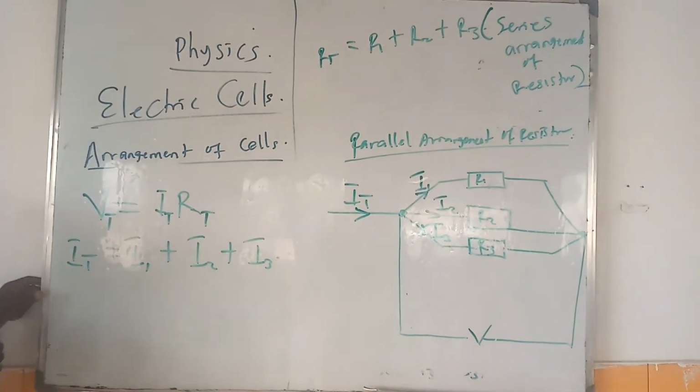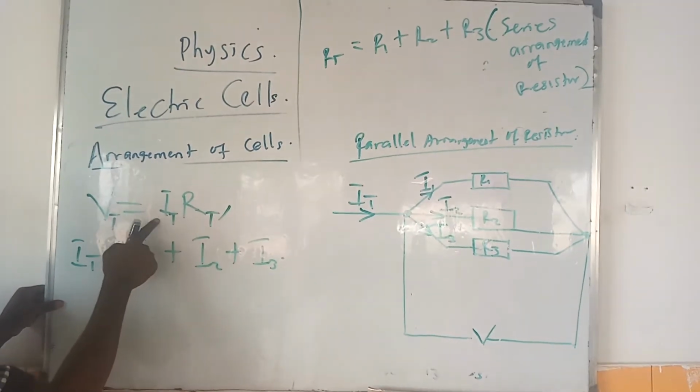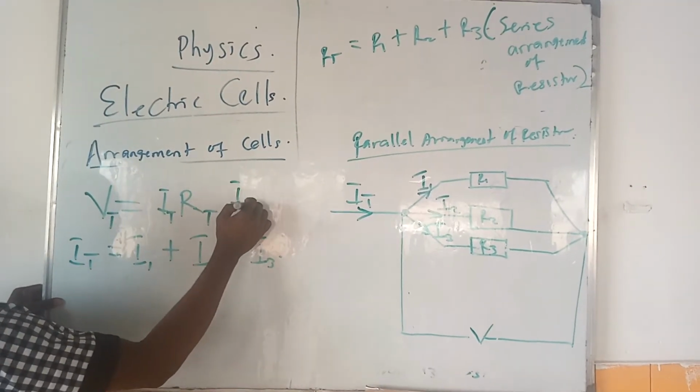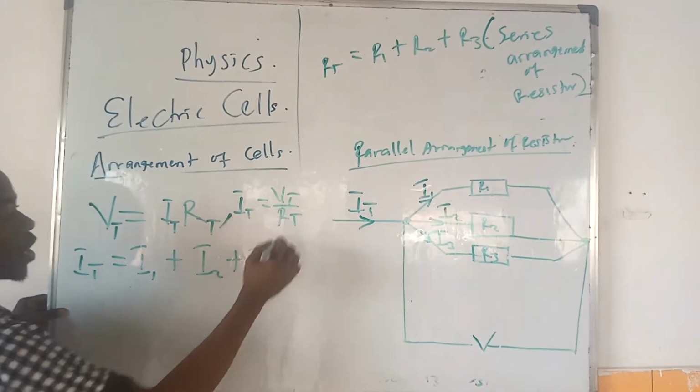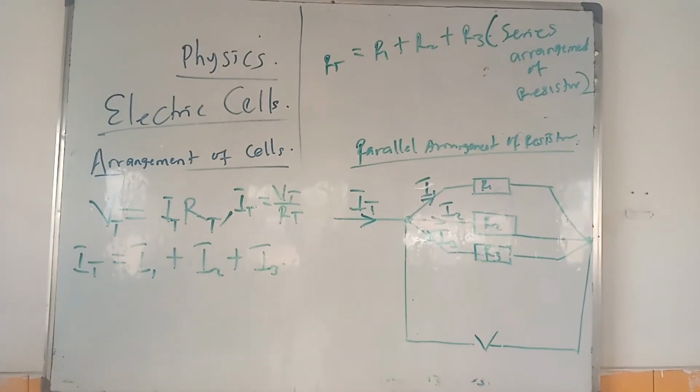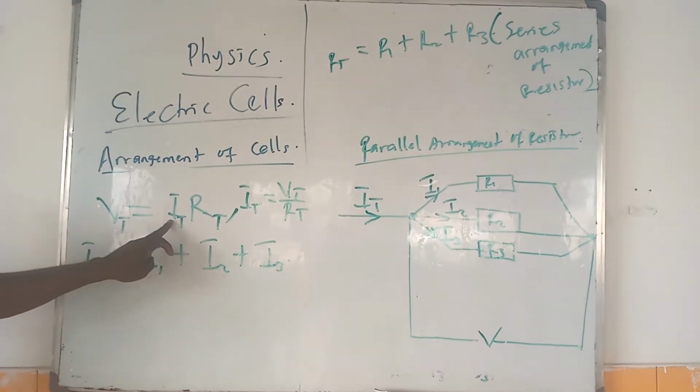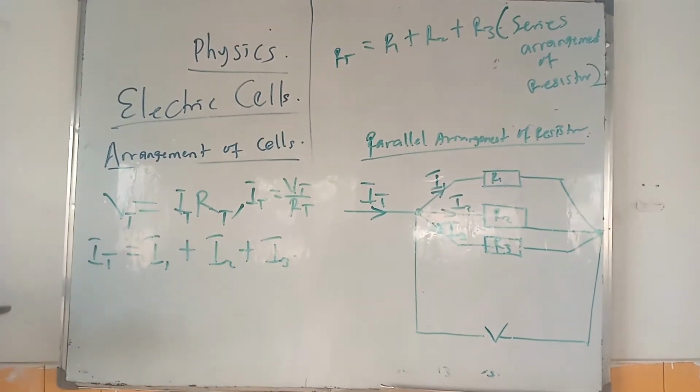Now, from here, you can get your I total. Your I total will be equal to V total all over R total. I made I total the subject of the formula. Do you understand?